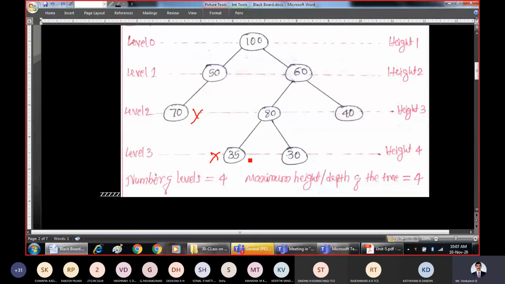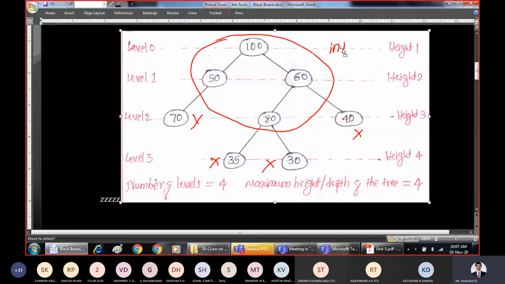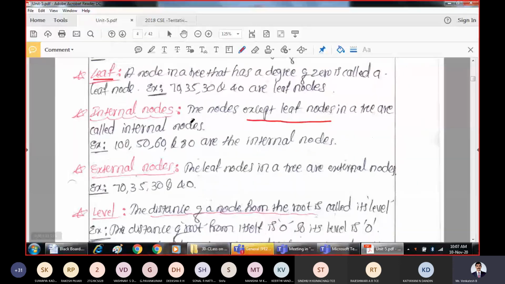This is a leaf node. This is a leaf node. This is a leaf node, and this is a leaf node. Other than the leaf nodes, all are called internal nodes. So these all are called internal nodes. These all are called internal nodes of this particular binary tree. I hope you have understood internal nodes.